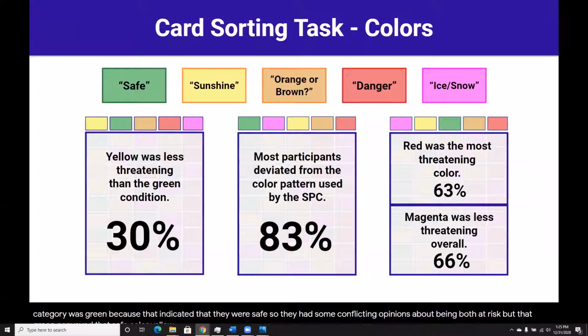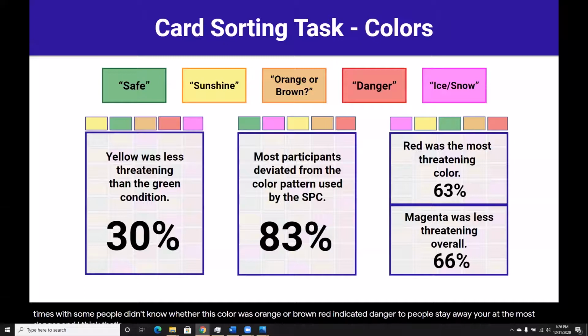Yellow often conveyed sunshine to people. And this may be why, again, we see it being less threatening than the green condition among 30% of the sample. Orange didn't really have a particular association. The only thing that came up a few times was that some people didn't know whether this color was orange or brown. Red indicated danger to people. Stay away, you're at the most danger.